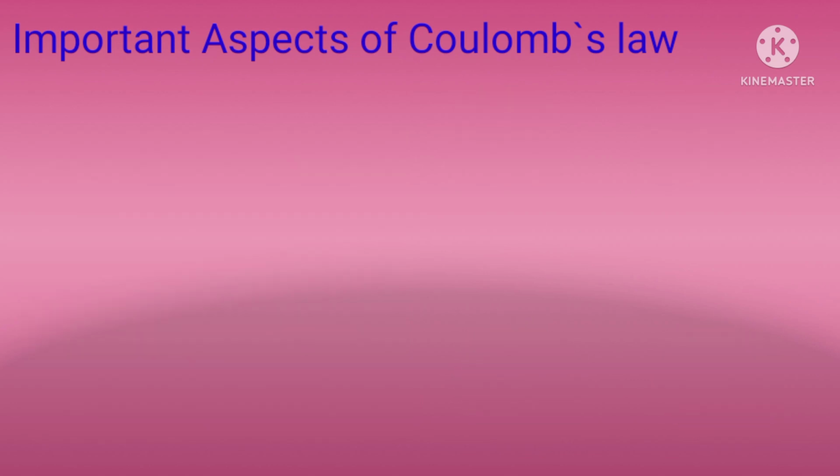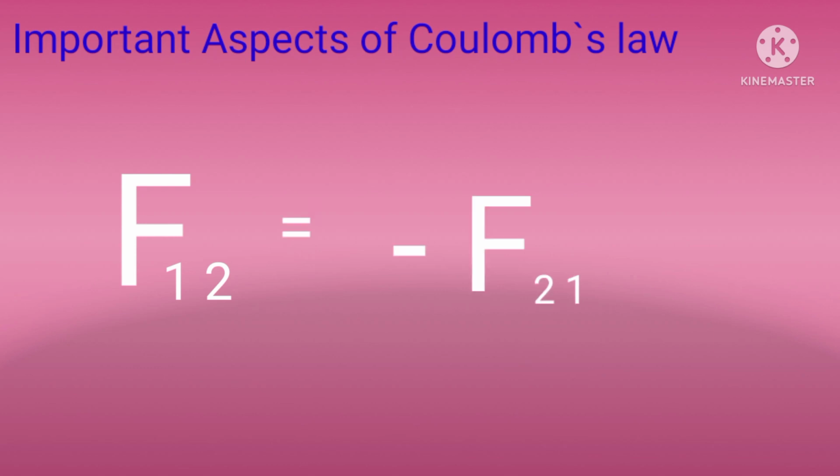And the seventh aspect is the force on the charge Q1 exerted by a point charge Q2 is given by F12 vector equal to 1 by 4 pi epsilon 0 Q1 Q2 by R square into R21 cap. Here R21 is the unit vector from charge Q2 to Q1, but R21 is equal to minus R12. Therefore, F12 equal to minus F21. Therefore, electrostatic force obeys Newton's third law.